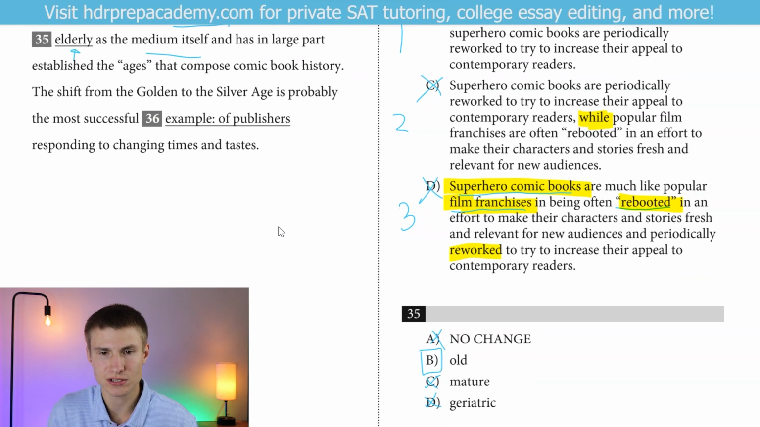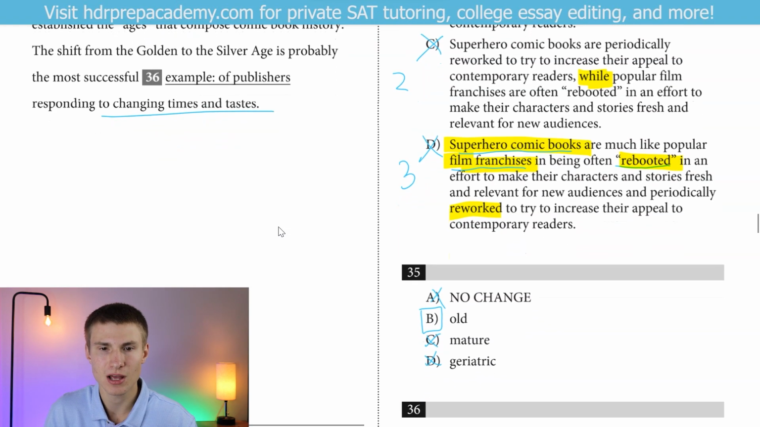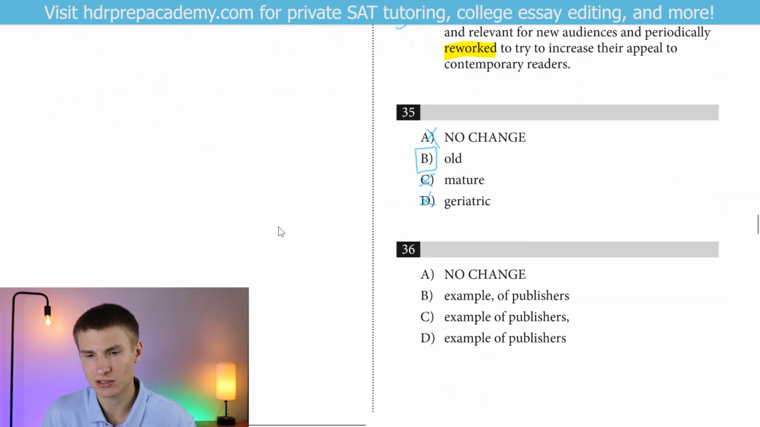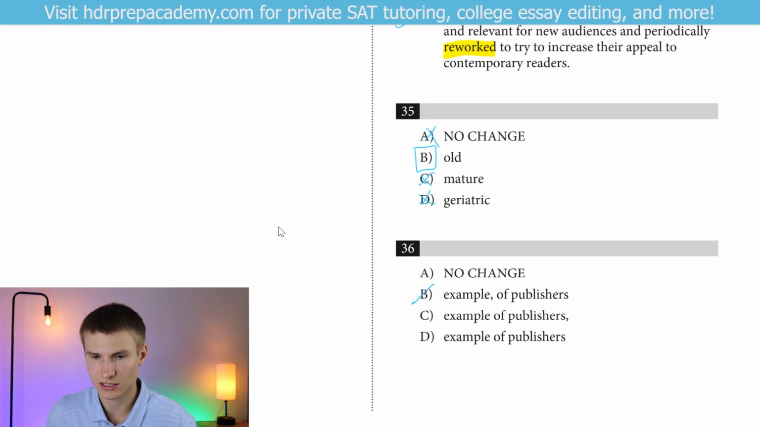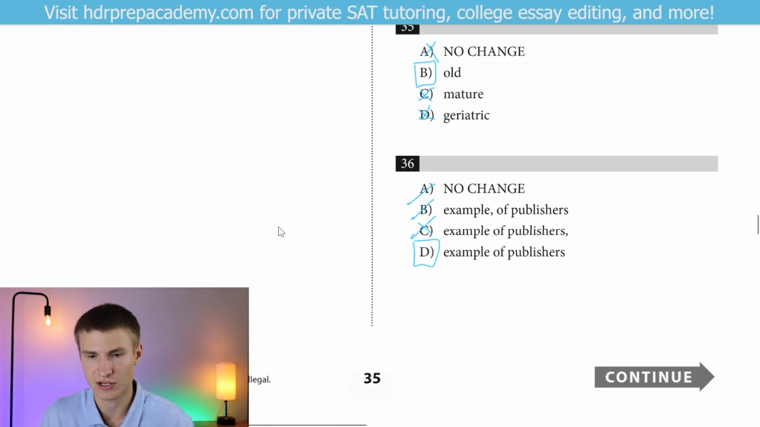We have: the shift from the golden to the silver age is probably the most successful example of publishers responding to changing times and tastes. There's no need for any punctuation there. We're not splitting up any sort of dependent clause from an independent clause or splitting up two independent clauses, anything like that. So we know our answer there is going to be D, okay? They're just trying to throw you off by throwing in random punctuation. Recognize that you don't need to have any sort of punctuation there.